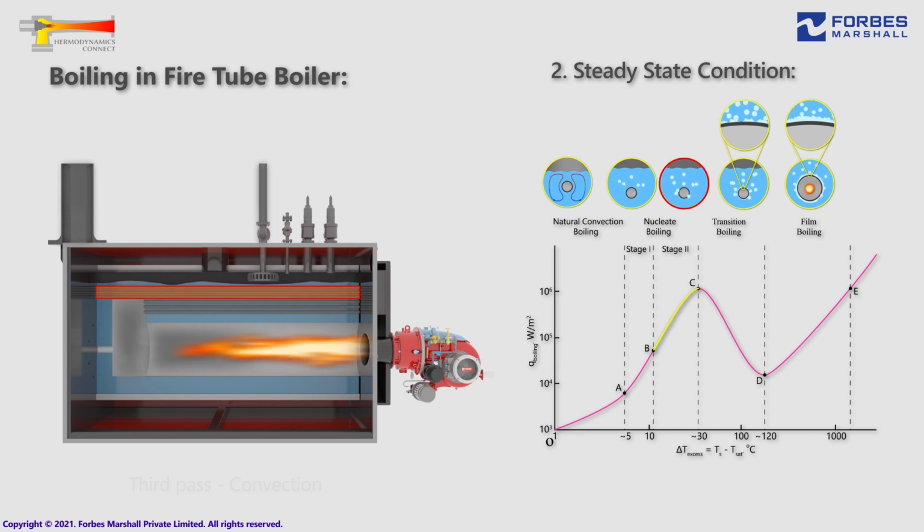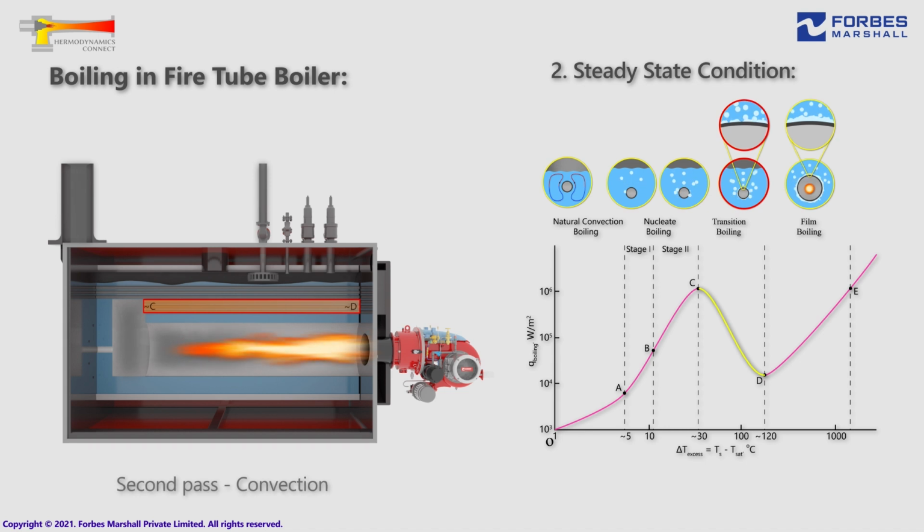Once the steady state is reached, the third pass of a well-designed boiler tends to maintain nucleate boiling, stage 2, where the heat flux is closest to critical heat flux, providing the largest surface area in this pass, thus optimizing the performance of the boiler. The second pass is dominated by transition boiling, resulting in lower heat flux, with heat flux increasing as the flue gas and wall temperature reduce towards the end.